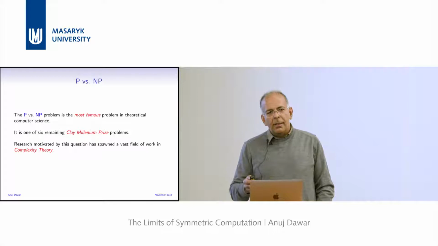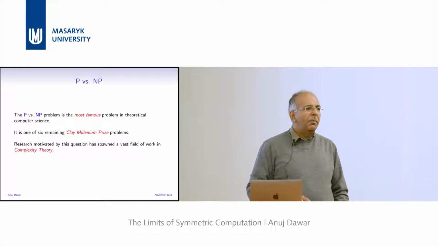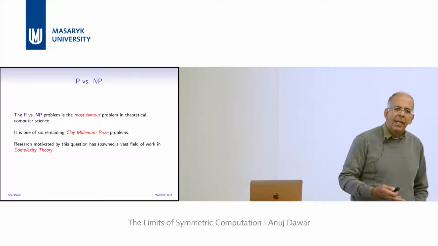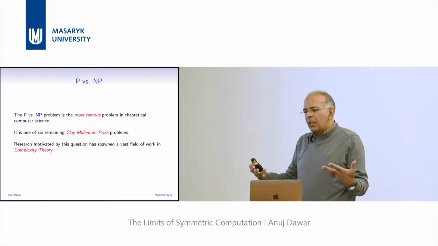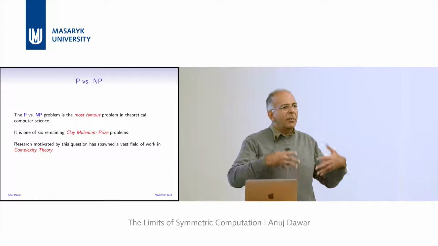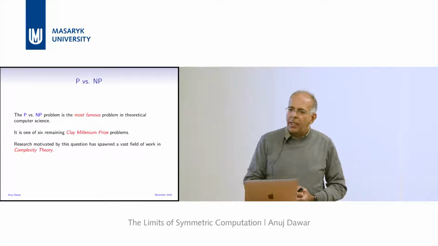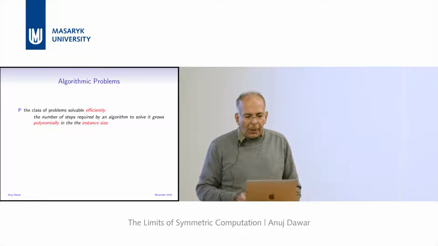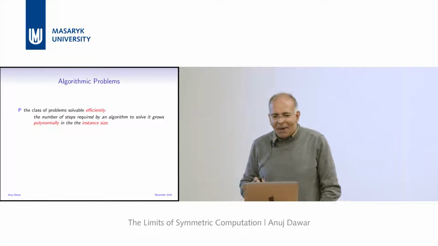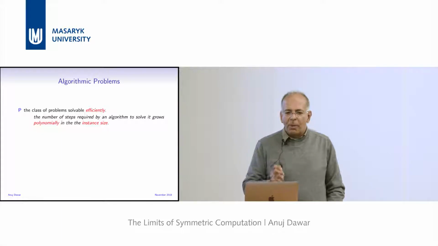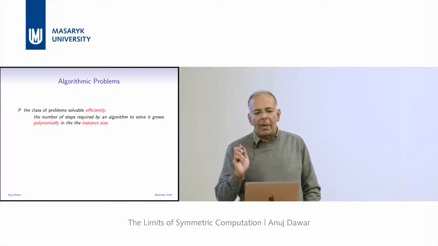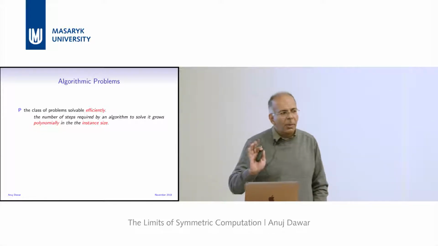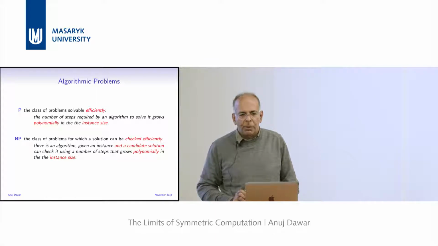And the point is that it's now maybe 45 years or so since the problem was first formulated. And it's not just one problem, because in the space of that time, it has spawned a vast discipline of work in the field of complexity theory. So what is the problem about? Something's gone wrong with my slides. But never mind. P is a class of problems solvable efficiently, which means that the number of steps required by an algorithm to solve the problem grows polynomially in the size of the instance. Okay? This will serve as our definition for the moment.